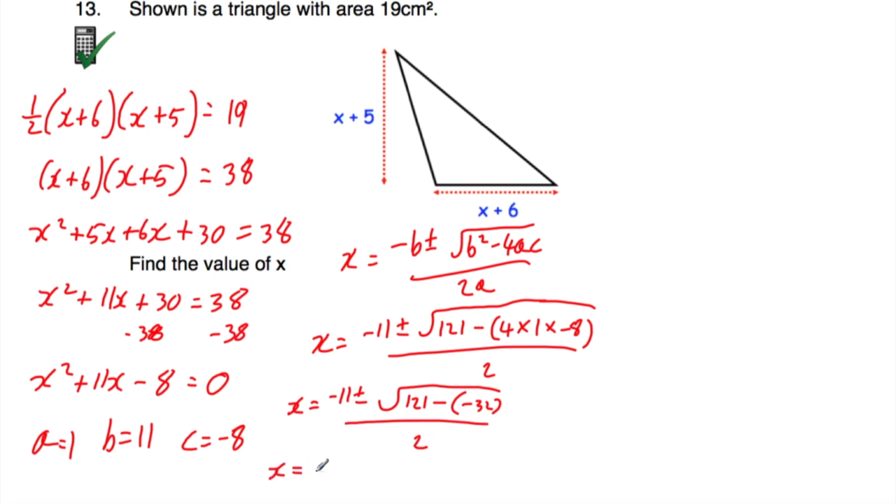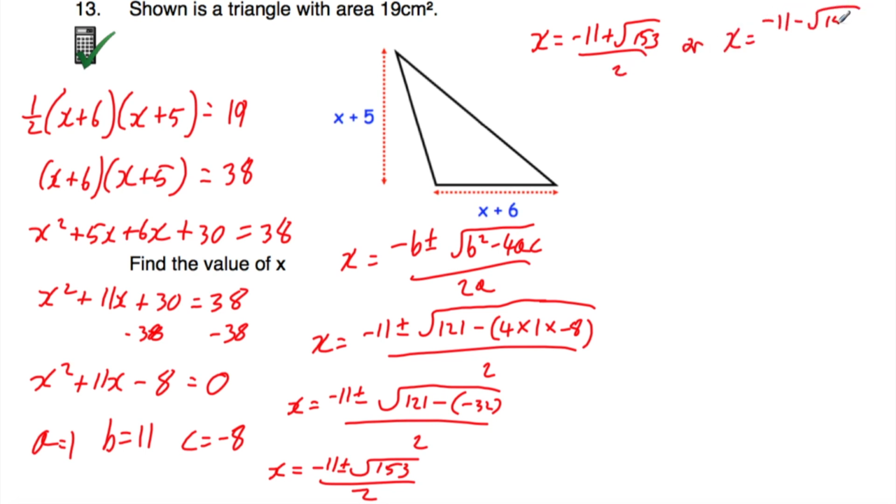Now we're going to have x is equal to minus 11 plus or minus the square root of. Now we've got 121 minus minus 32. That means we're going to add 32 on, so it's going to be 153 all over 2. Now we can just get our two solutions, that either x is equal to minus 11 plus the square root of 153 over 2, or x is equal to minus 11 minus the square root of 153 over 2. So let's work this out in our calculator.